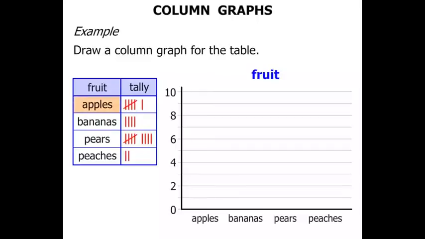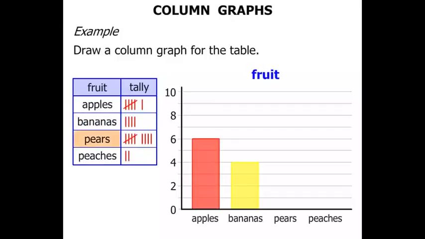So let's start with the apples. Our tally, you can see that's a 5 and a 1. So that's 6. So we draw a column above apples up to the number 6. Now for bananas, you can see there's 4 in the tally. So above bananas on our graph, we draw a column that goes up to the number 4.